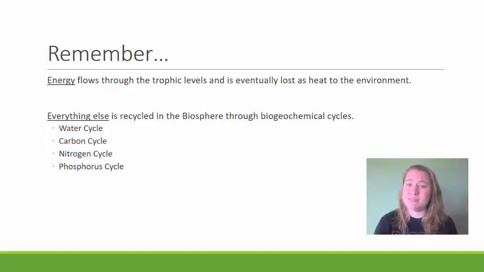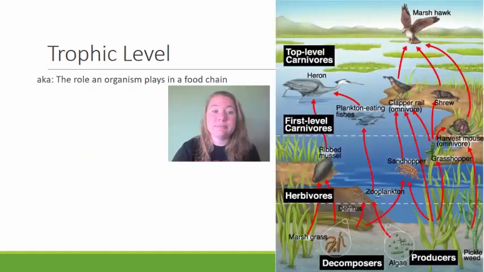So remember, we've had this same slide here in all of our biogeochemical cycles video lectures. Energy, which we're talking about in this video, flows through the trophic levels and is eventually lost as heat to the environment. Matter, or anything that's not energy, is actually recycled through the biosphere using those biogeochemical cycles. So energy flows through the trophic levels, lost as heat. Everything else is recycled. Make sure you understand that energy is not recycled, matter is.